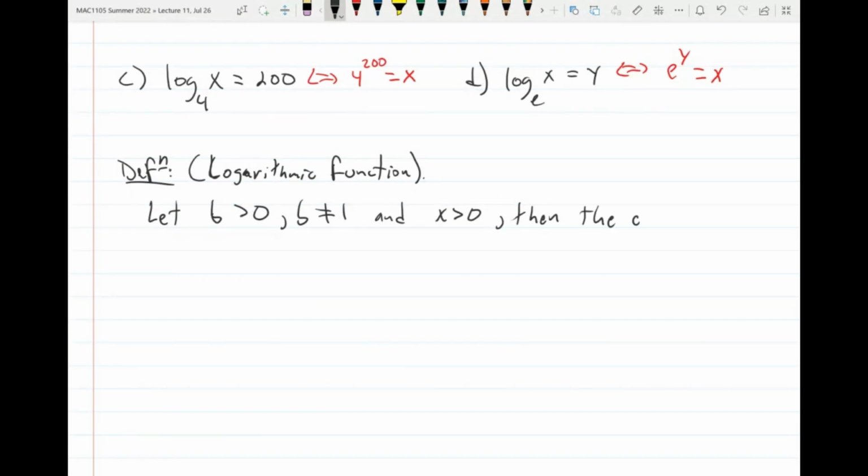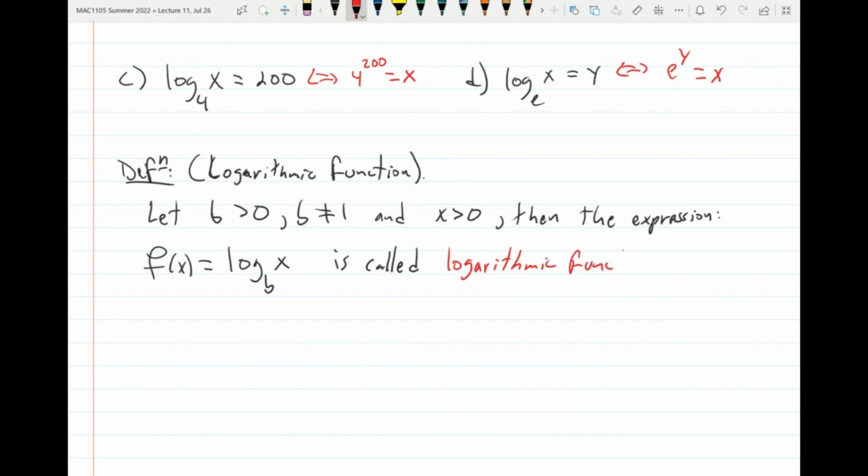Then the expression f of x equals log base b of x is called the logarithmic function with base b. Okay? And I mean, this is exactly what we have been doing. It's just that now this operation that we typically do, when you're asking is b to what power is equal to x, now we can turn this into a function. Okay? Just give me an input here, then the input goes in here, and then you calculate the output using this operation. All right? Let's talk a little bit about these restrictions.